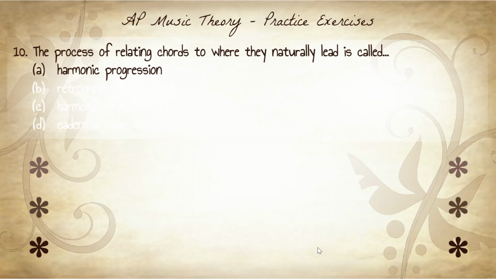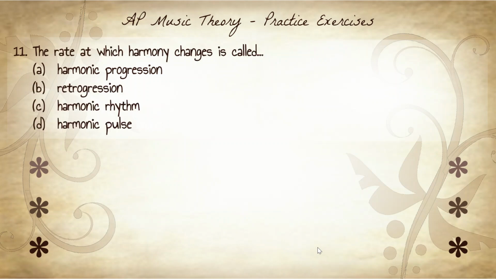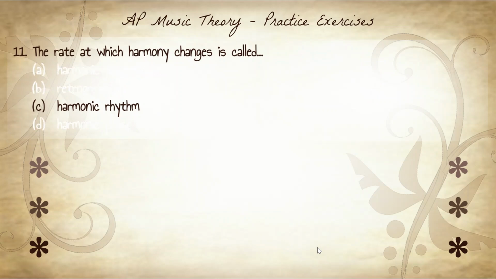Correct answer is A. Harmonic progression is the process of relating chords to where they naturally lead. Question 11. The rate at which harmony changes is called A. Harmonic progression, B. Retrogression, C. Harmonic rhythm, or D. Harmonic pulse. Correct answer is C. The rate at which harmony changes is called harmonic rhythm.